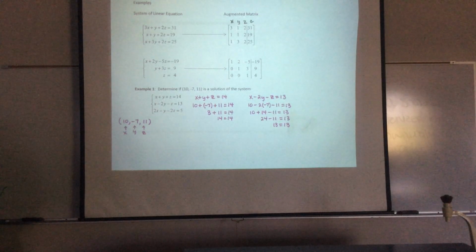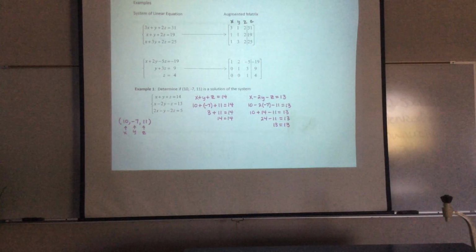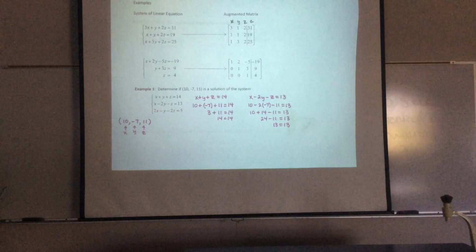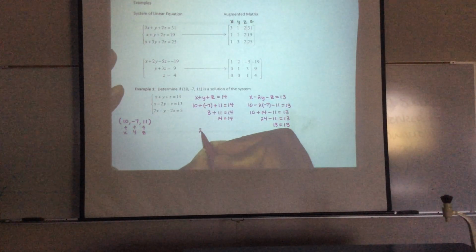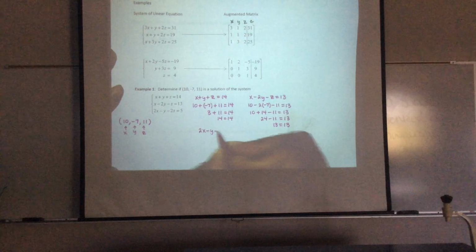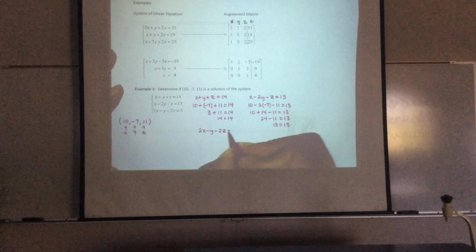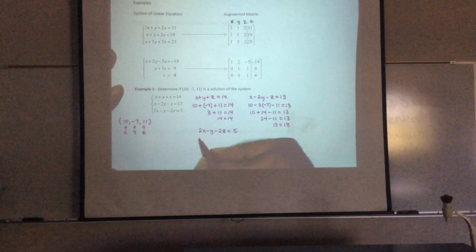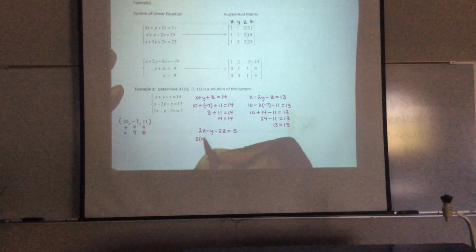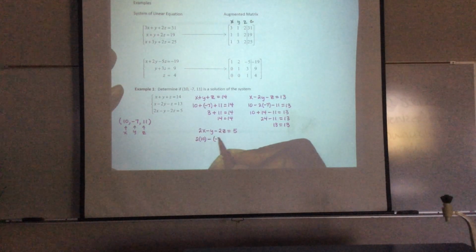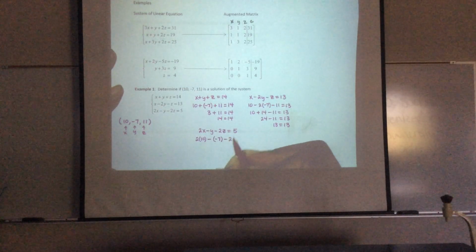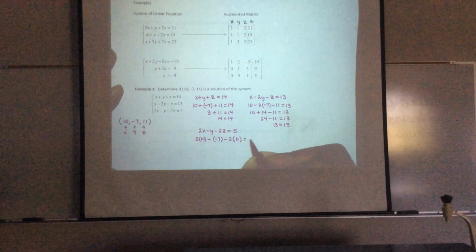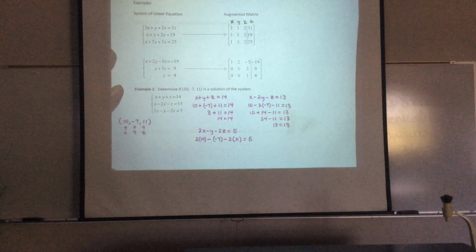But what about the third equation? That ordered triple has to be true for every single equation. Now 2x minus y minus 2z is equal to 5. So here we're going to replace the x with 10, so it'll be 2 times 10 minus y, negative 7, minus 2 times z, which is 11. That should equal 5.